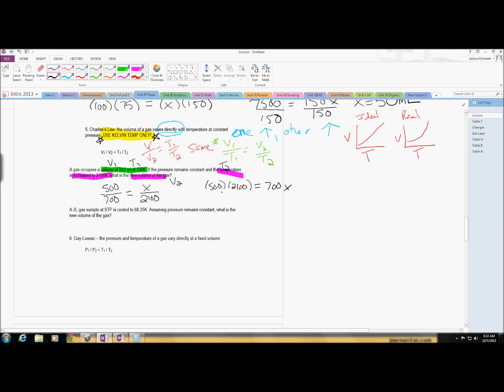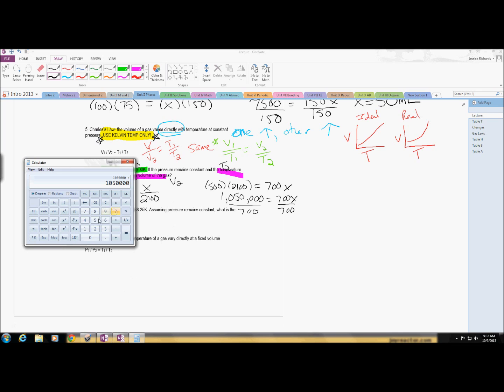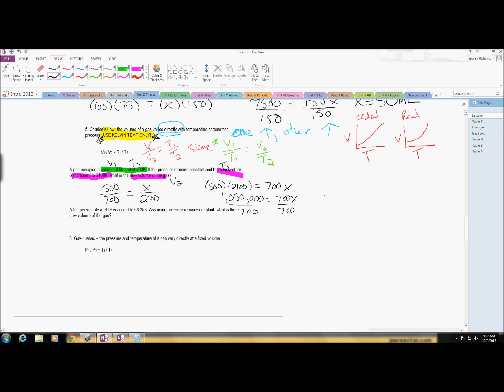1,050,000. And then divide both sides by 700. And I get 1,500. What units did they use for their original volume? They used milliliters, so the units here will be milliliters.